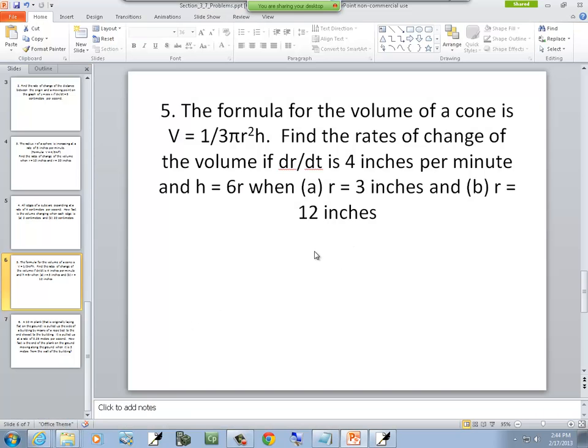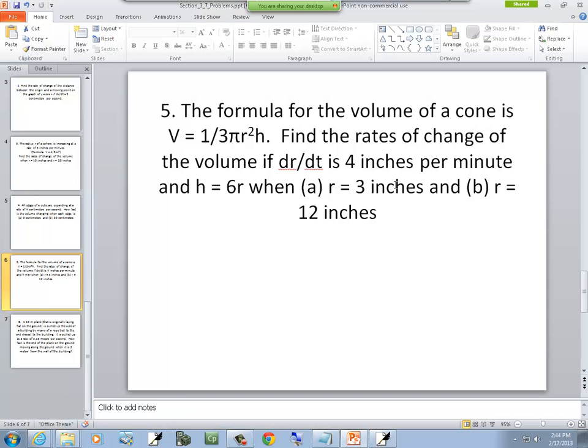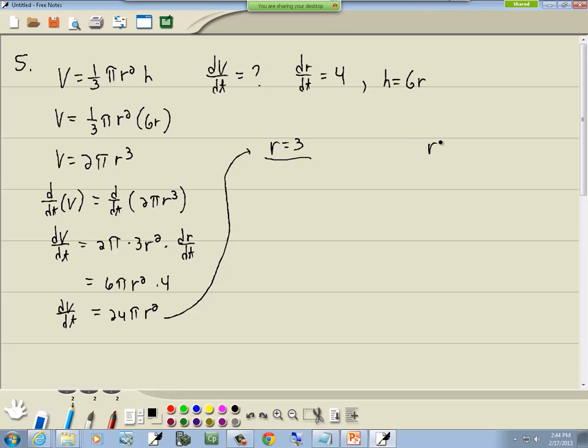Okay, now they want to know it when r is equal to 3 and r is equal to 12. So this dV dt, change of volume with respect to time, is 24 pi times 3 squared. 3 squared is 9. Which would give us 216 pi, I think, barring any basic math error.